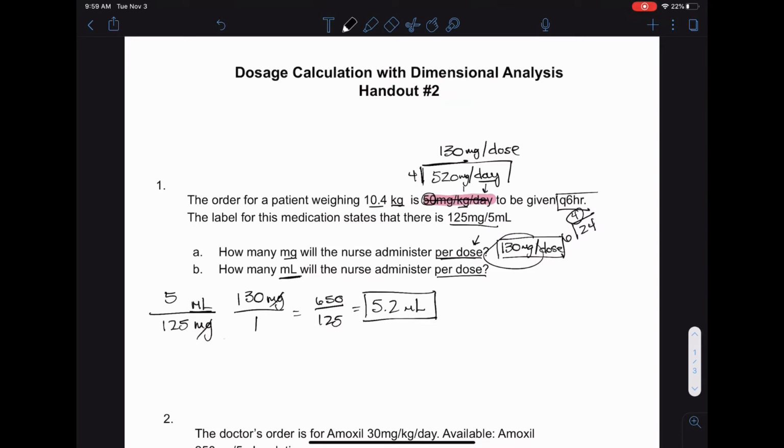This amount makes sense because for every 5 mils, there's 125 milligrams of medicine, and our order is for 130, which is just a little bit over 125. So that makes sense that 5.2 mils would equal 130 milligrams. Always make sure that your answer makes sense.